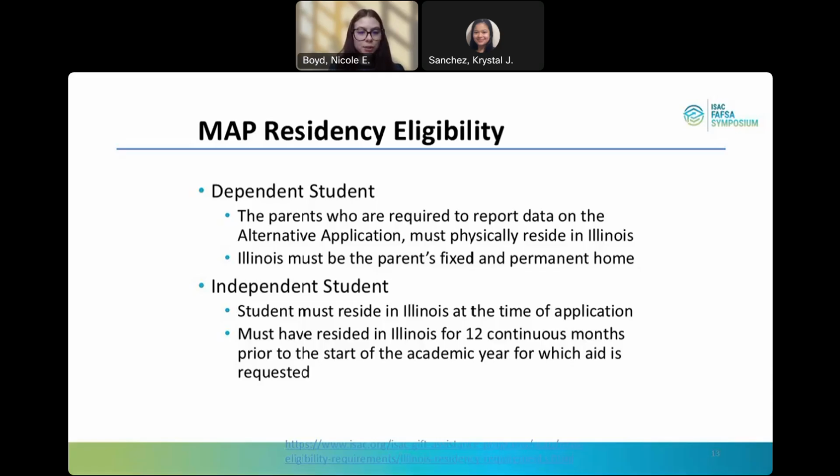For independent students, the student has to reside in Illinois at the time of the application, and they also have to have resided in Illinois for 12 continuous months prior to the start of the academic year for which aid is requested.